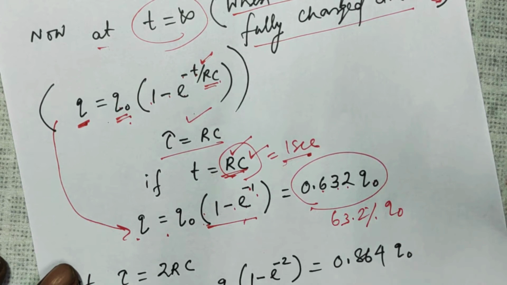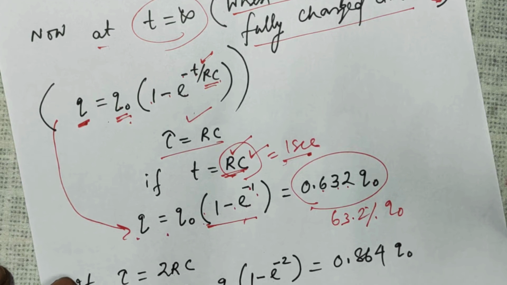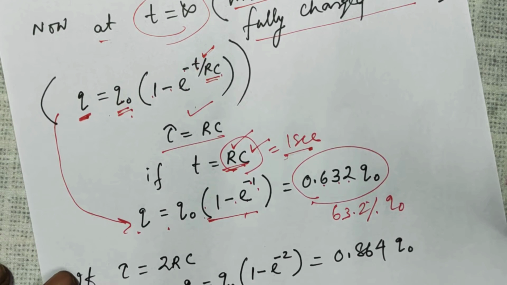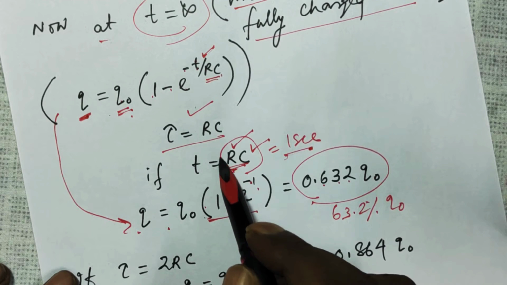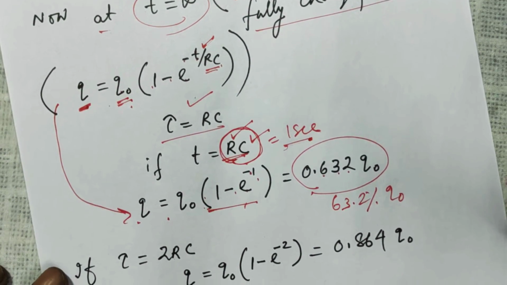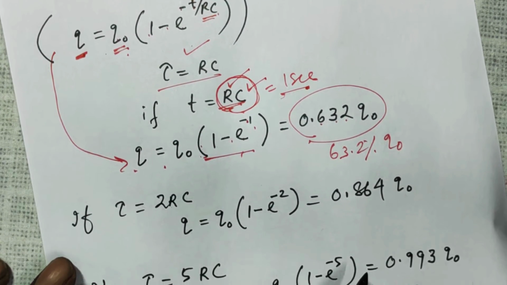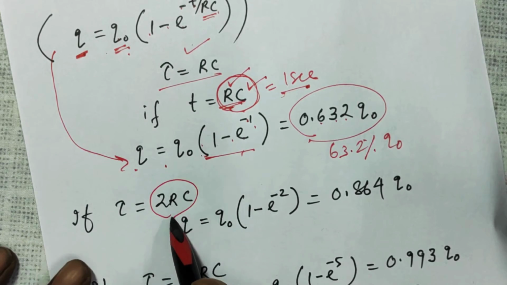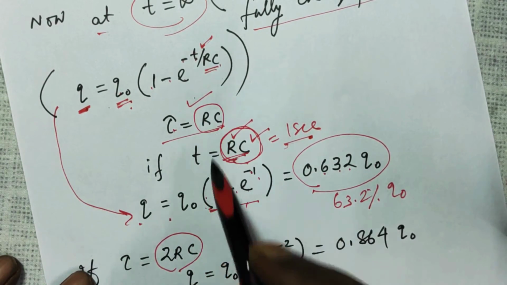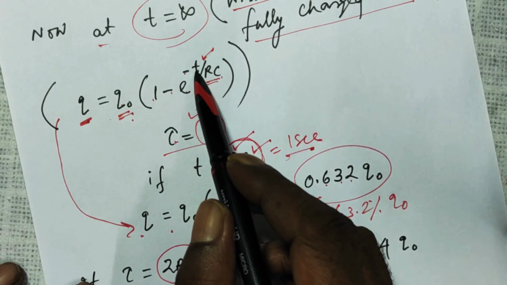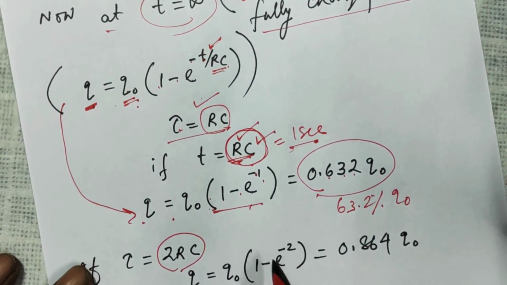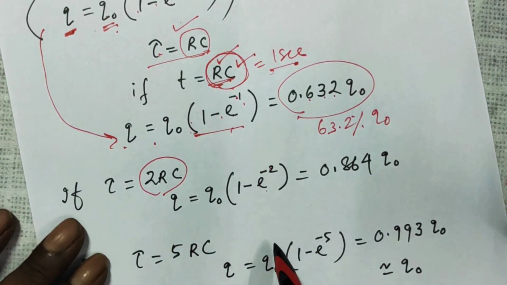63.2% of the maximum charge is stored in the capacitor if you allow the capacitor to get charged for this much time. Similarly, if you allow the capacitor to get charged for 2 times the time constant, then for t you put 2 RC, which cancels, so we are left with e to the power minus 2.